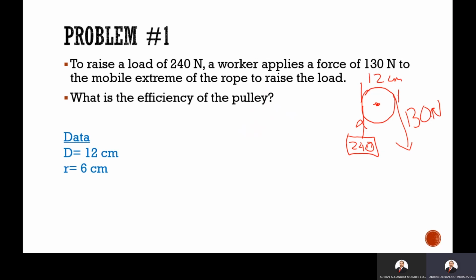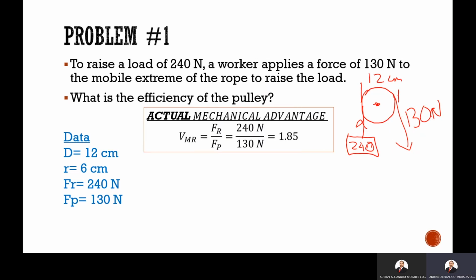What data we have? We have the diameter of 12 centimeters, so we know already the radius of 6 centimeters. We know also that the resistance force is 240 newtons, and the pull force is going to be 130 newtons. So what's next? Identify the actual mechanical advantage. So the value of this is going to be the force required divided by the pull force. This is 240 newtons over 130 newtons. That is giving us the answer of 1.85 of the actual mechanical advantage.